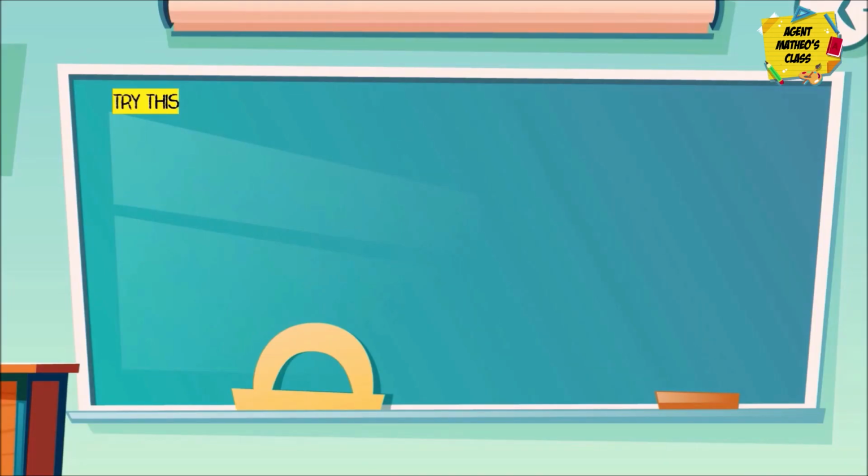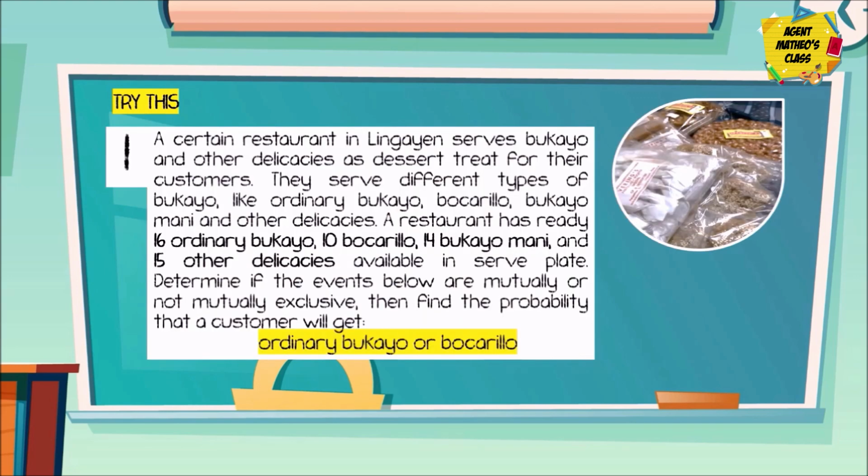So let me test your understanding with the following problems. Again, get your pen and paper. Our first problem: a certain restaurant in Lingayen serves bukayo and other delicacies as dessert treats for their customers. They serve different types of bukayo like ordinary bukayo, bukarilyo, bukayo mani, and other delicacies. The restaurant has ready 16 ordinary bukayo, 10 bukarilyo, 14 bukayo mani, and 15 other delicacies. These are available in serve plate.